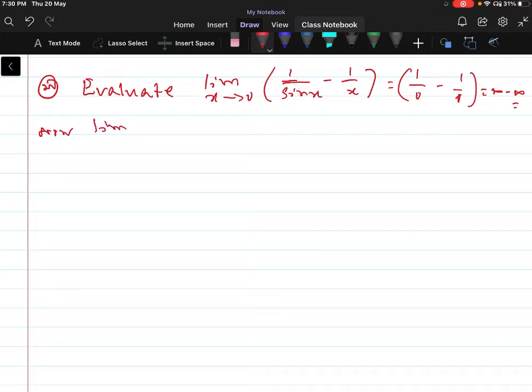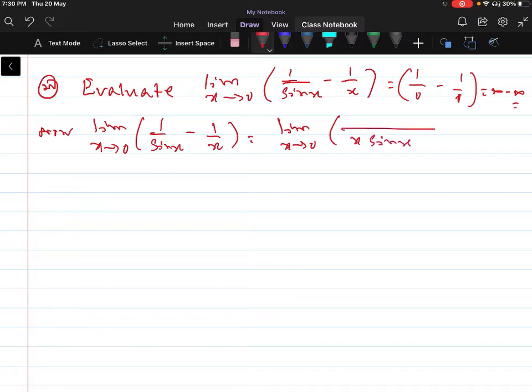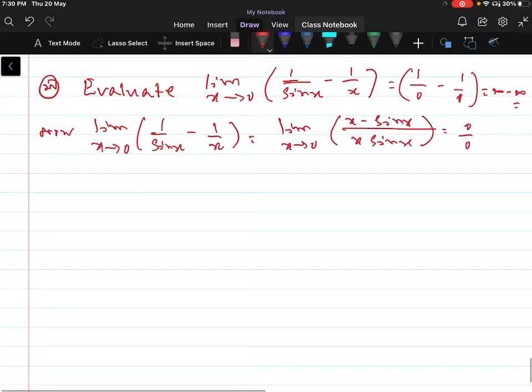Now the limit as x approaches 0 of the function 1 by sin x minus 1 by x can be written as the limit as x approaches 0. So x into sin x is the LCM. So this can be written as x minus sin x. Now let us take when x is equal to 0. So that is 0 by 0 form. Say x is 0, and sin 0 is 0. So again 0 by 0 form. Now you can apply the L'Hospital rule.